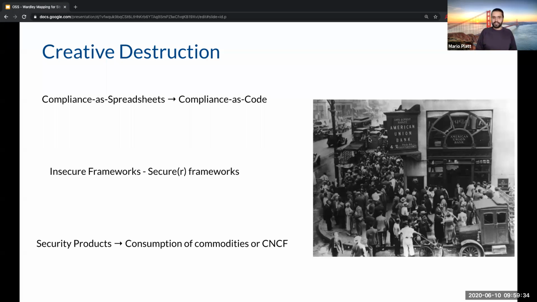And another important aspect to creative destruction, which I'll expand on the next slide, is security products being replaced by consumption of commodities from cloud providers, or by the use of cloud native solutions as their offerings are maturing. So this is also a result of evolution, in that we will no longer be looking into the feature differentiation between different providers. So I'm not going to look at the firewall from Cisco and the firewall from Checkpoint and see which has the feature that I mostly require.